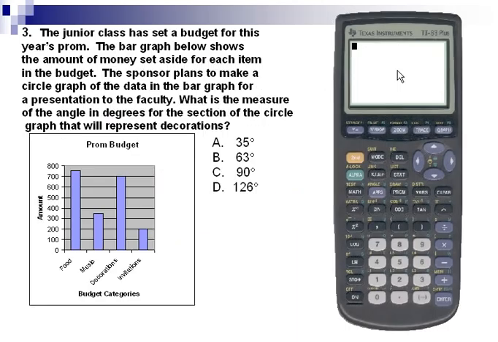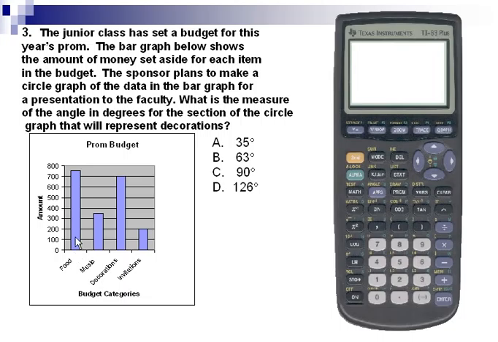Problem number 3. The junior class has set a budget for this year's prom. The bar graph below shows the amount of money set aside for each item in the budget. The sponsor plans to make a circle graph of the data in the bar graph for a presentation to the faculty. What is the measure of the angle in degrees for the section of the circle graph that will represent decorations?